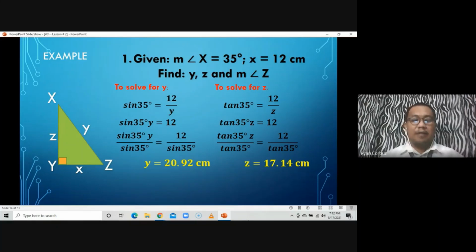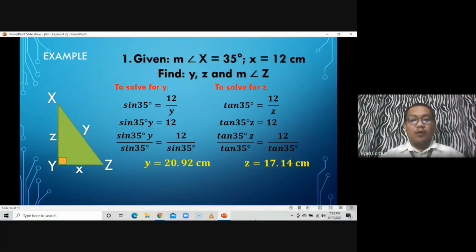So isa lang hinahanap natin. That is the measure of angle z. So medyo sa pagkuha ng measure of angle z, medyo madali na lang. Bakit? Kasi two of the measures of the angles are already given. Given a measure ng angle x which is equal to 35 degrees, given a measure ng angle y. Since we know that it's a right triangle, angle y measures 90 degrees.